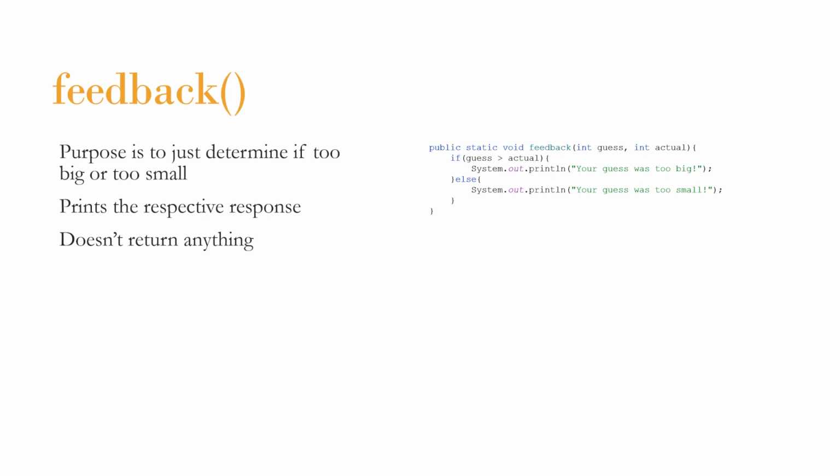The last method that we're going to come up with is feedback. Just to remind us, the whole point of the feedback is to provide feedback if the guess is incorrect. It's to provide that information of whether it is too big or too small, and respectively print those results. And the other thing I'm trying to emphasize, and I'll say explicitly, is that it's not to return anything. It's just printing things.